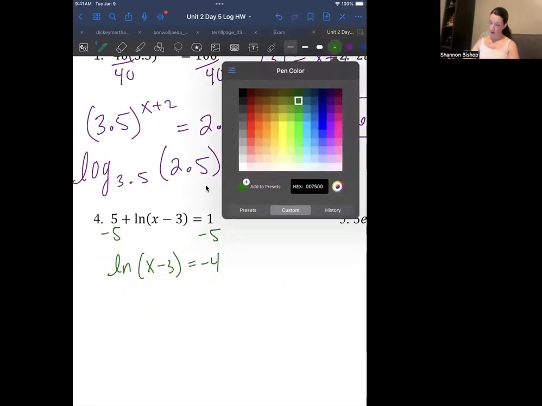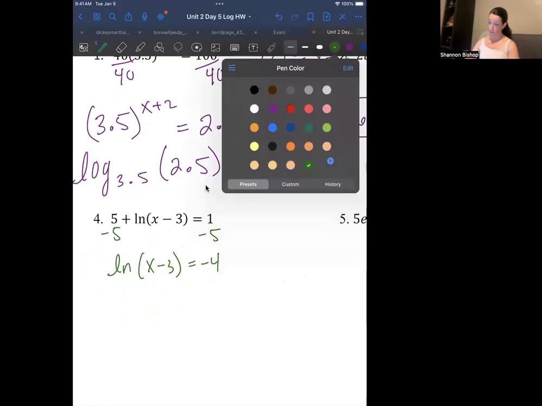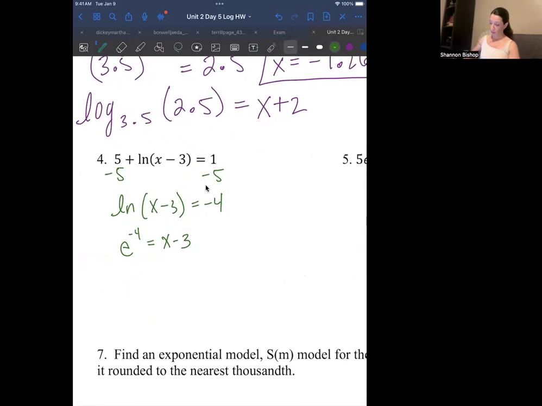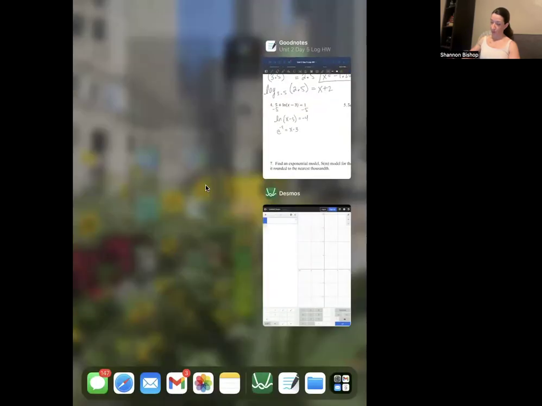So let's just write it in exponential form using those bases, powers, and results. So the base was e, the exponent is -4, and the desired result is x minus 3. Okay, so e to the -4, I know that looks weird, but remember e is just a number. So you can compute that.